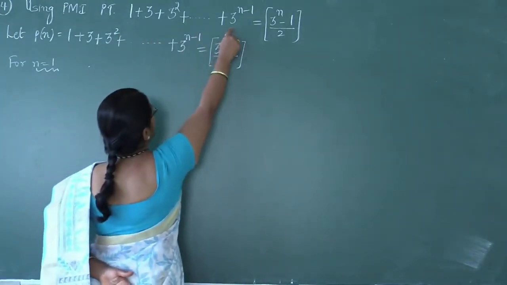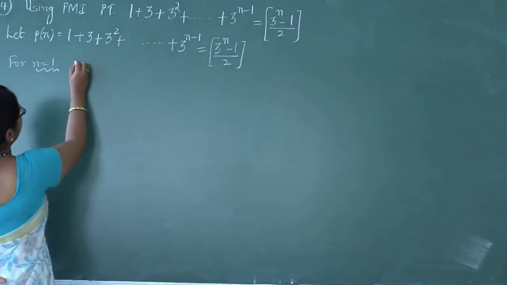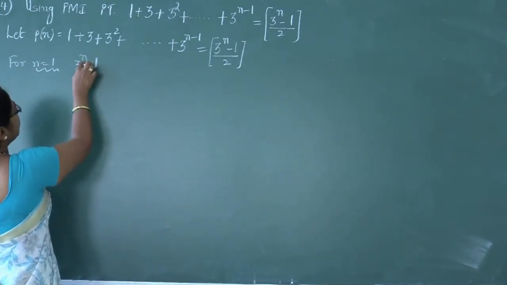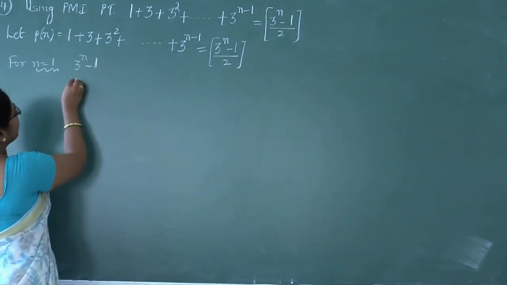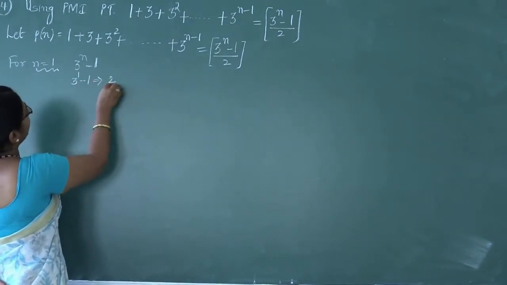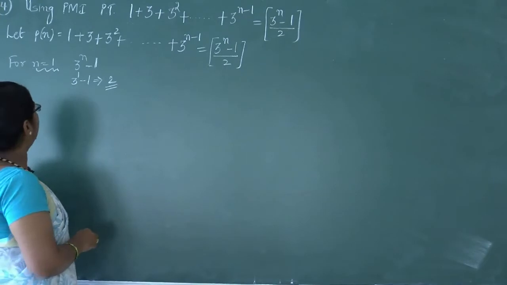So, what is the nth term in the LHS? The last term is the nth term. So, what is given here? That is nothing but 3 power n minus 1. When n takes the value 1, what is 3 power 1? 3. 3 minus 1 will sum up to 2. This is the answer for LHS.